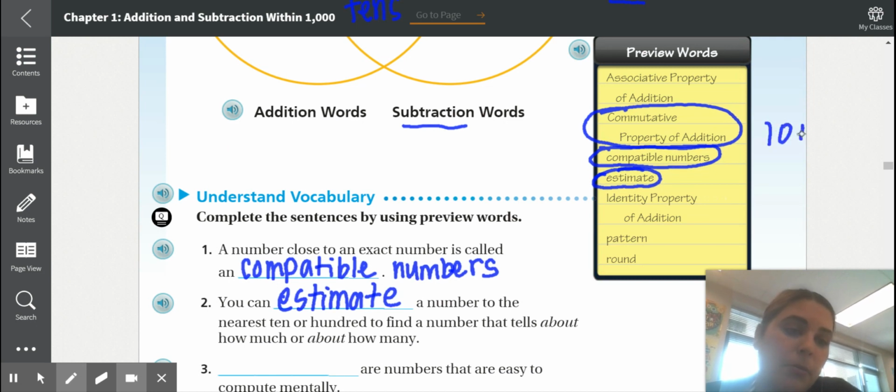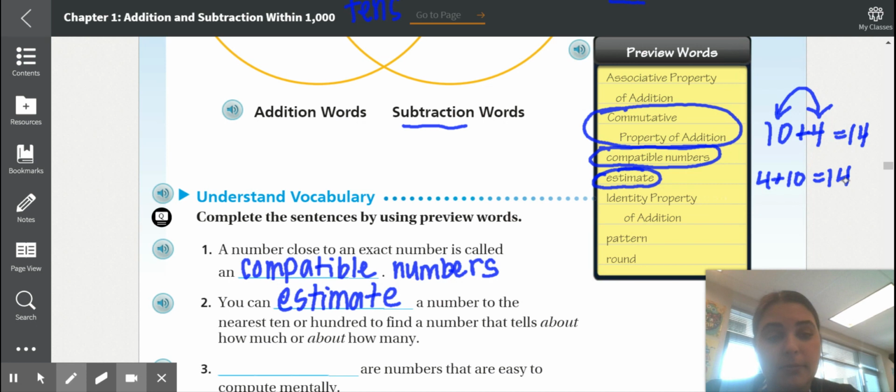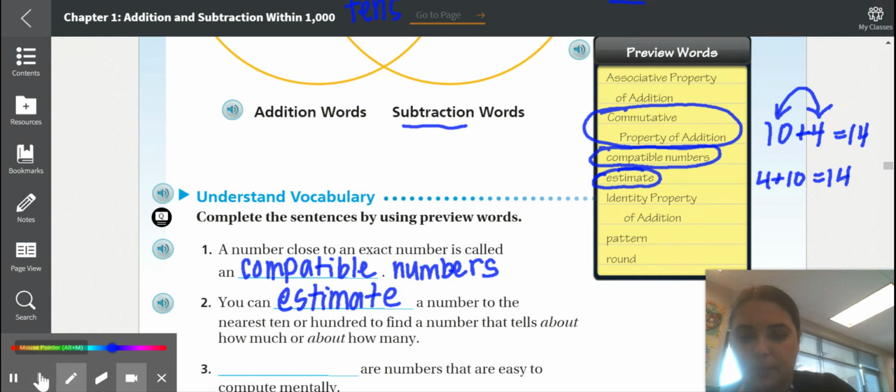10 plus 4 equals 14. I could switch these two numbers and get the same answer. 4 plus 10 is also going to equal 14. That is called the commutative property of addition because the word commute means to move back and forth. So we could take those two numbers, 10 and 4, and put them in any order, and we'll get the same answer. So that is our answer for number 4.